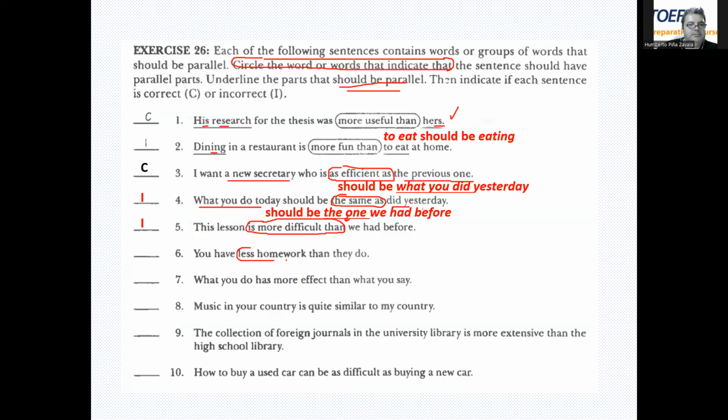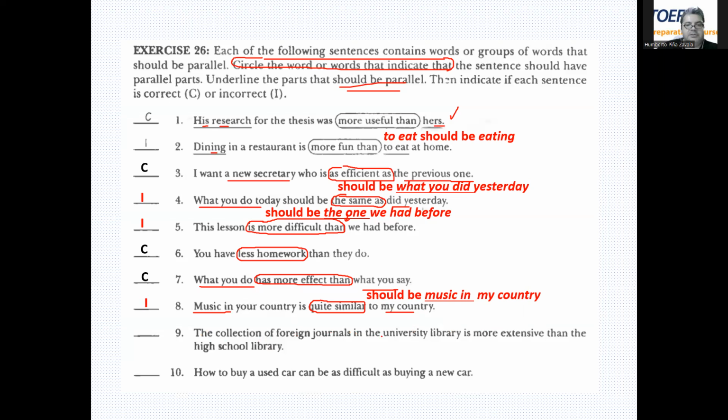You have less homework than they do. Okay, so we're using the auxiliary, do. You have less homework than they do. Okay, what you do has more effect than what you say. So it's what you do, what you say, you got clauses, what, so it's fine. Music in your country is quite similar to my country. So here we're talking about music, here we're talking about a country, so that's not the same thing. It should be music in my country. Music in your country is quite similar to music in my country.